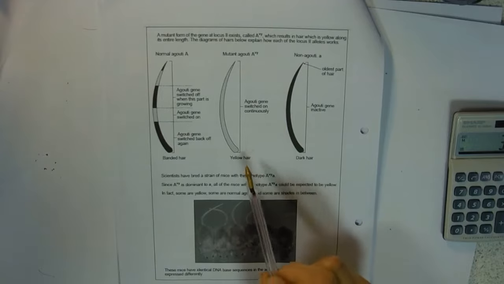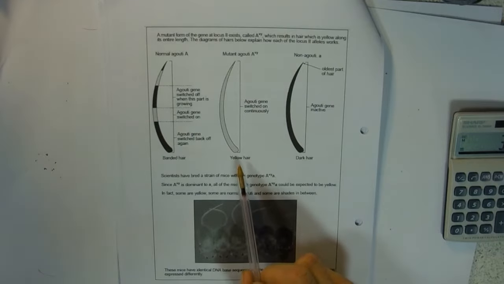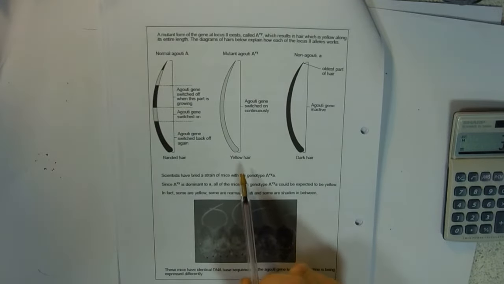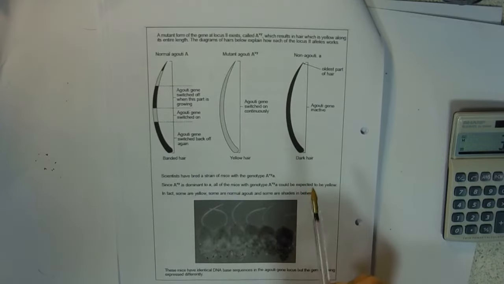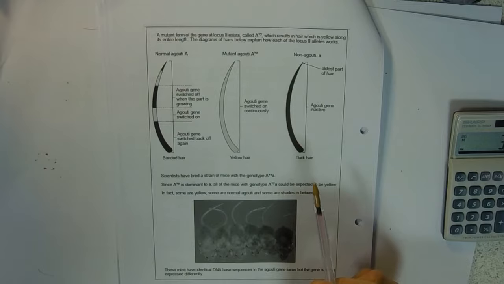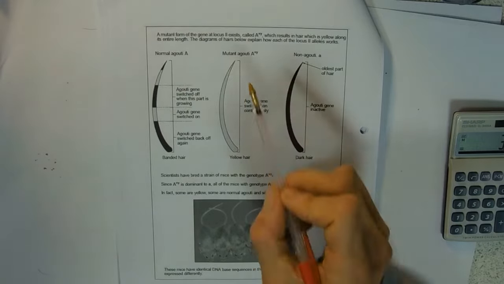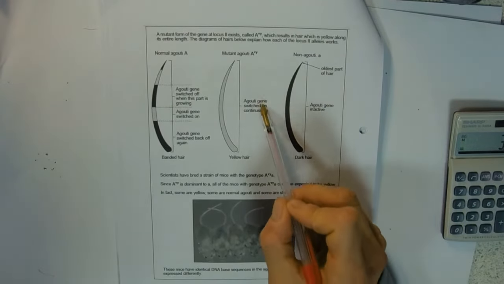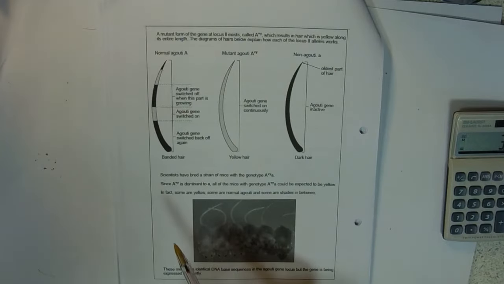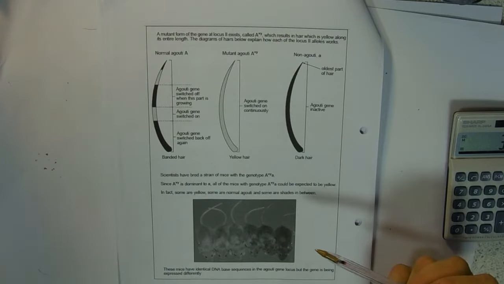So that seems pretty straightforward, and we'd go, okay, if we've got this mutant, then I'm going to have a yellow mouse. Pretty straightforward. Got the mutation, the gene is switched on continuously, that gives yellow, and we're going to have some yellow mice. End of story. No.